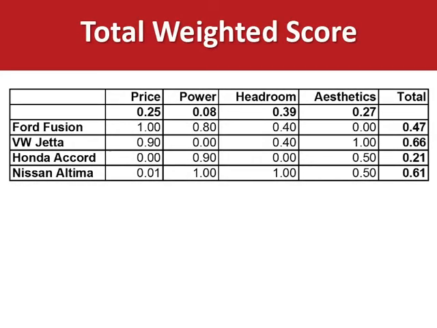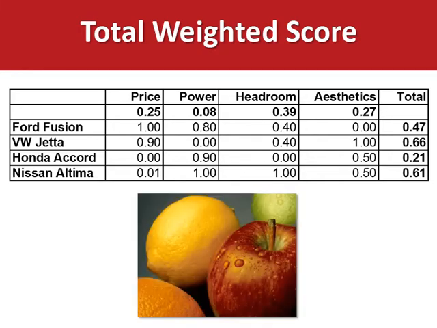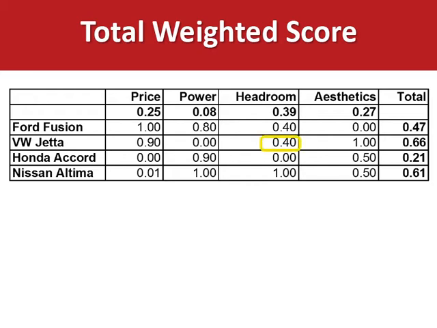Here in this final slide, we can see the advantage of the utility maps. They provide us with utility values which really allow us to compare apples and oranges. We can compare price to power to headroom and so on. So for example, for the VW Jetta, we can take its value of headroom in millimeters and using our utility map, see that that value corresponds to a utility of 0.40.